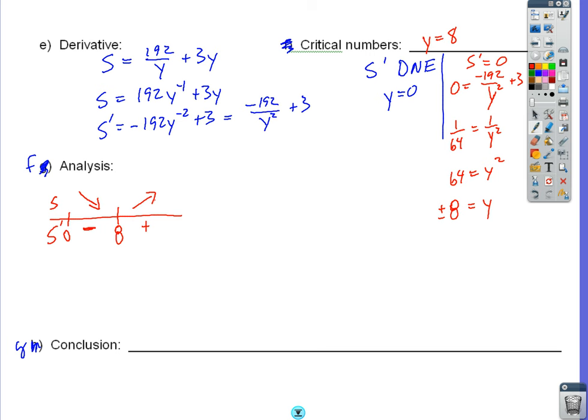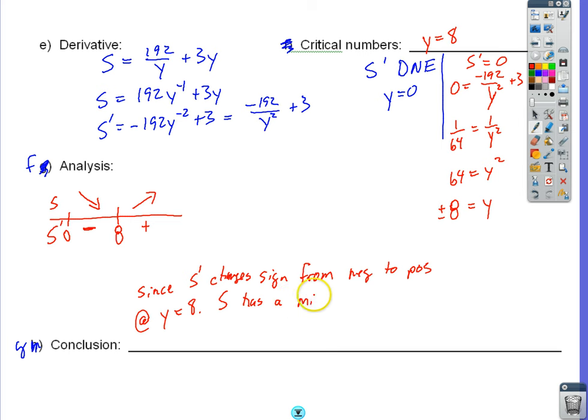Okay? And so now comes my conclusion. My conclusion is that since S prime changes sign from negative to positive at y equals 8, S has a minimum value at y equals 8. And you might say, well, I'm done.